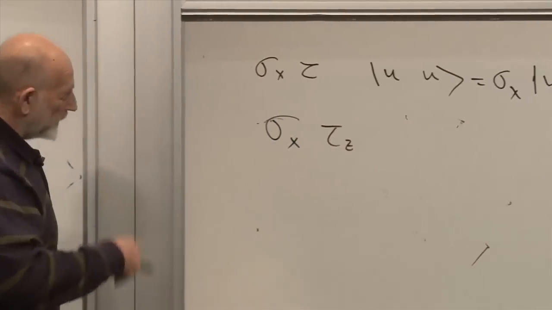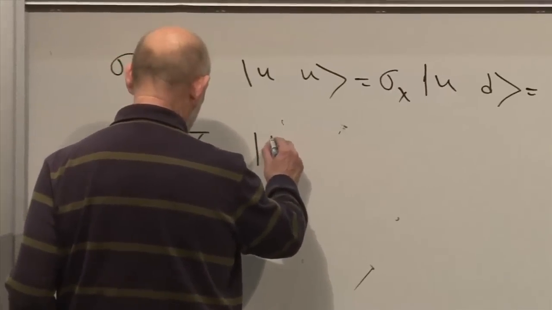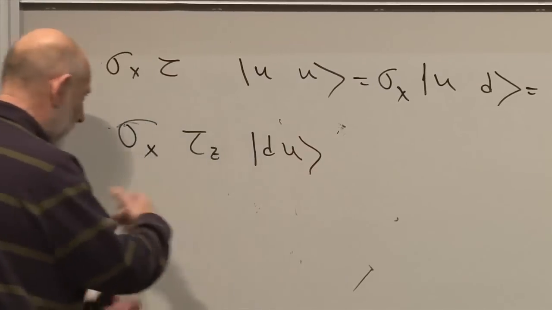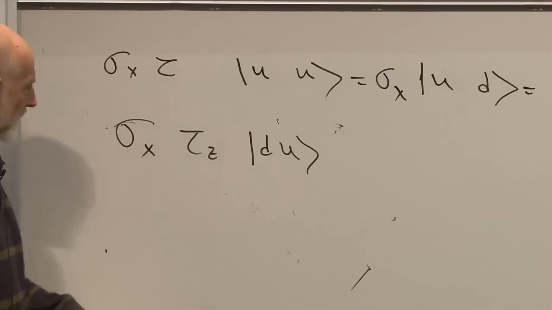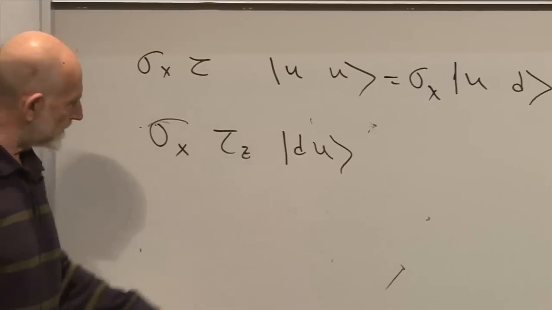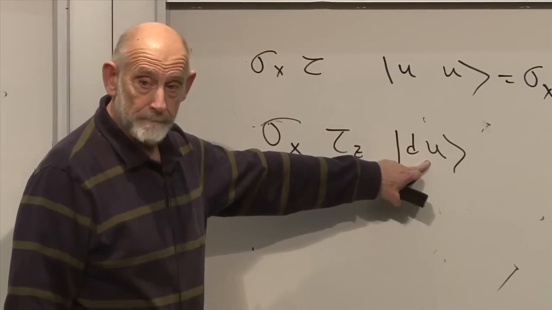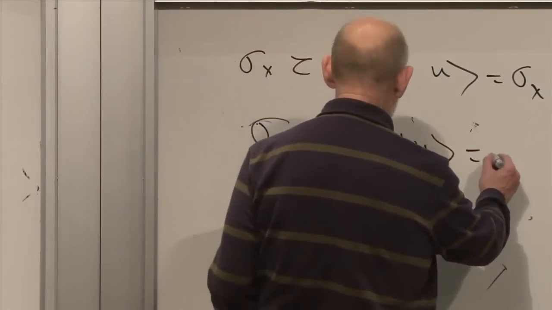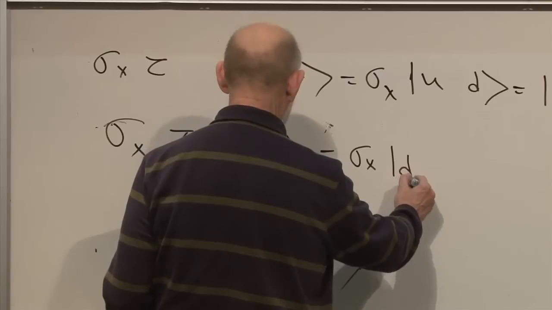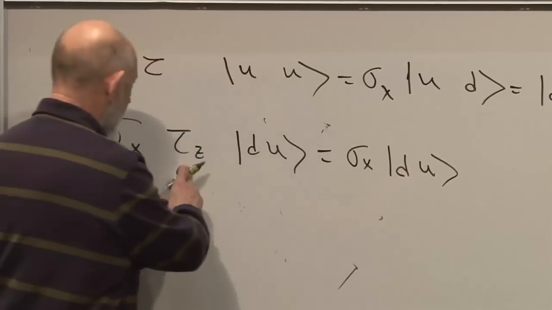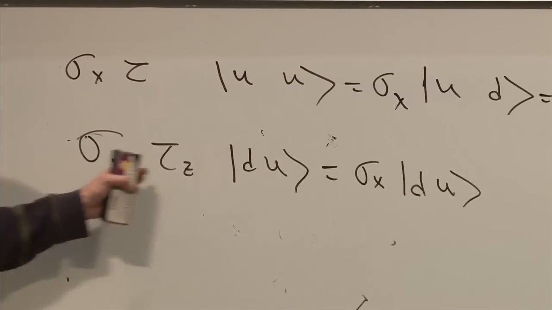Let's take some other vector. Instead of up, down, let's take down, up, and see what it does, and then we'll do it in the opposite order. What does tau z do when it hits this vector? It only acts on the second entry, and it's the z component, so it just gives plus 1 on an up. So this just gives sigma x times down, up. Tau z on up gives up, so that just goes right through.